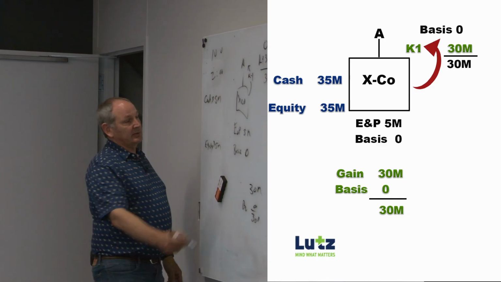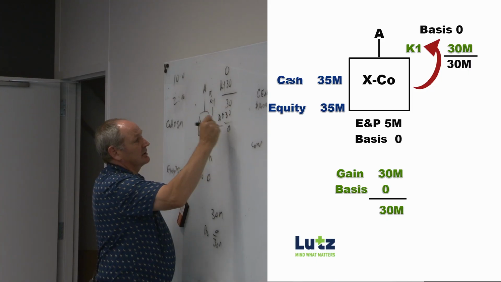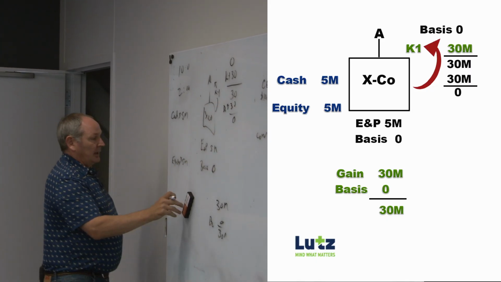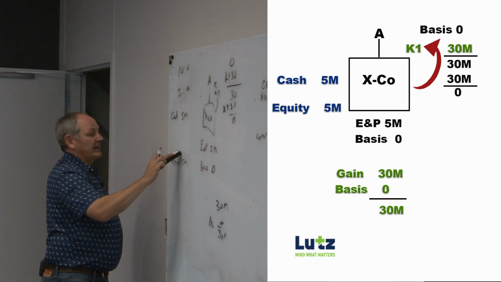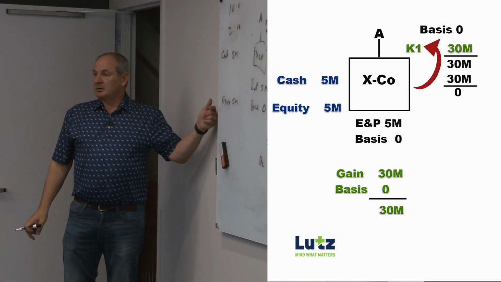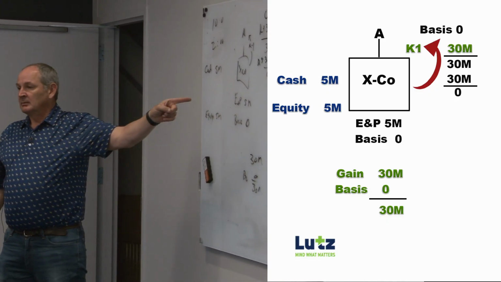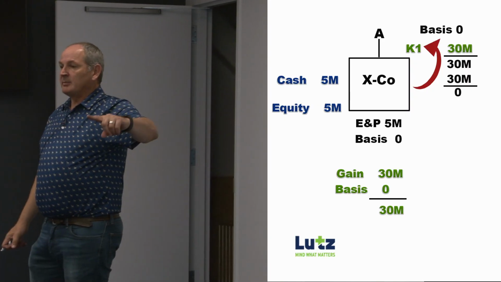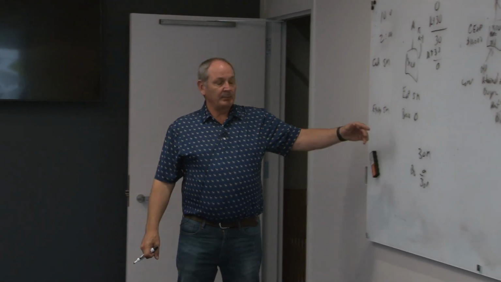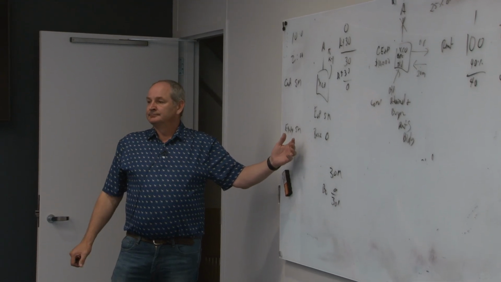So now I'm going to distribute the cash, 30 million, zero, and that is now come out tax-free. I still have 5 million of cash and 5 million of equity. My basis is zero. If I distribute that 5 million of cash out of the company, I'm going to have a $5 million gain. I don't want to do that.